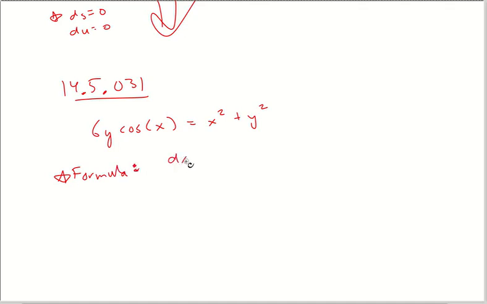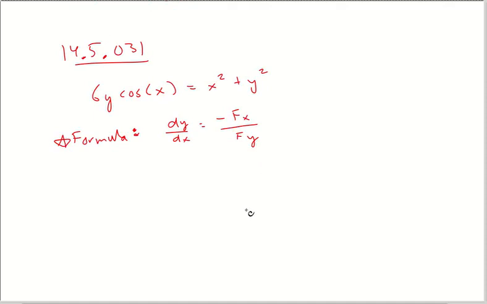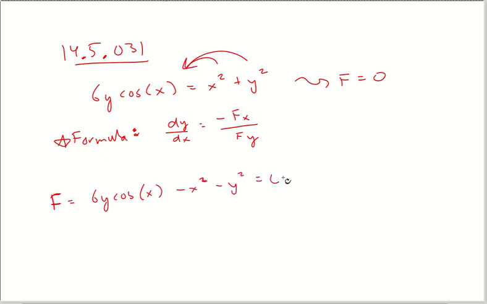It's dy dx is equal to a negative f sub x over f sub y. And they say, okay, you know what to do now. Well, one thing they're not telling you is that f must be equal to 0. So it's this stuff here, but it has to equal 0. In order for that to work, I must bring these over to one side. So let me now define what f would be. I have 6y cosine x minus x squared minus y squared now equals 0. This is my function that I will start using for the formula.